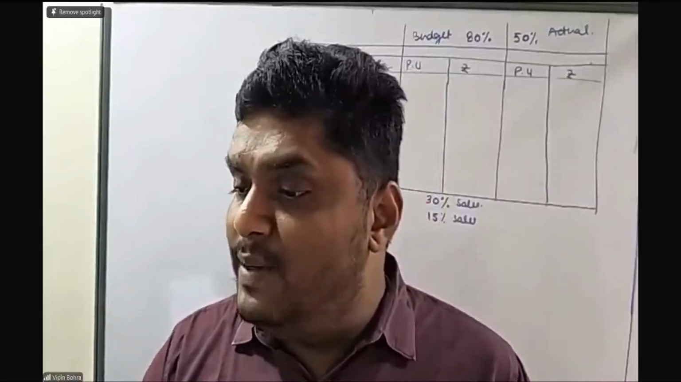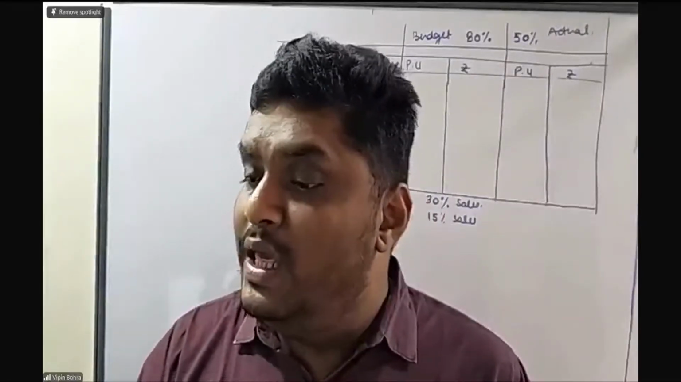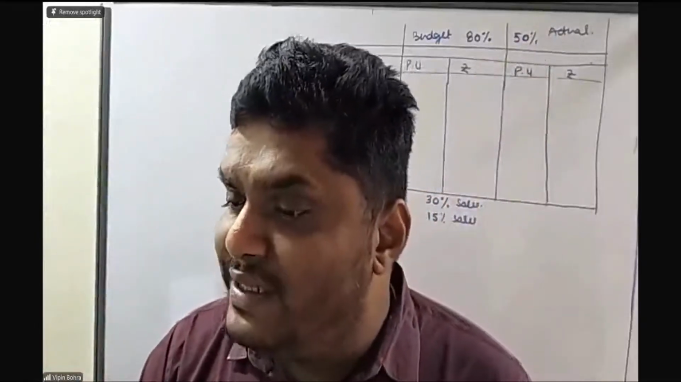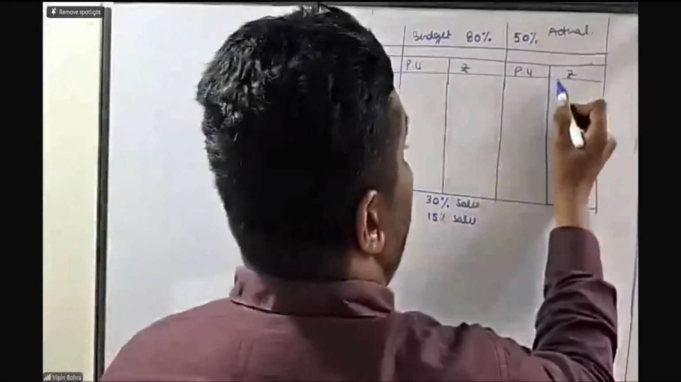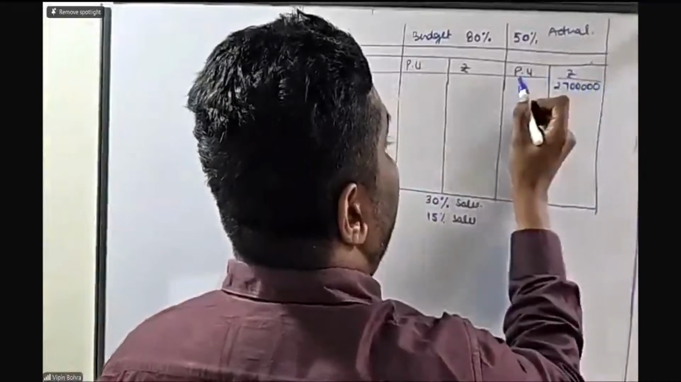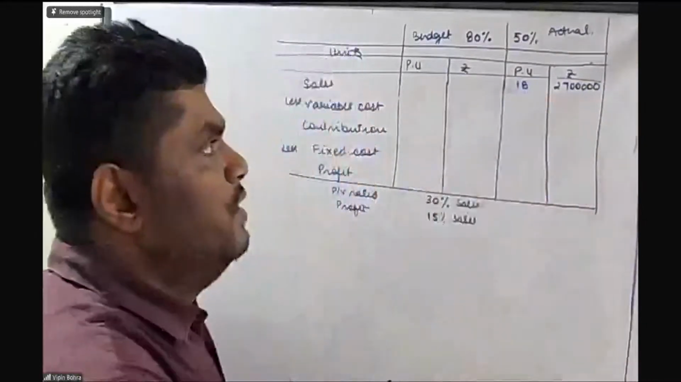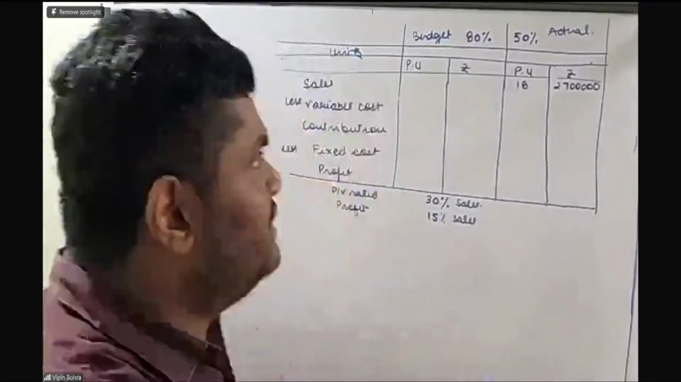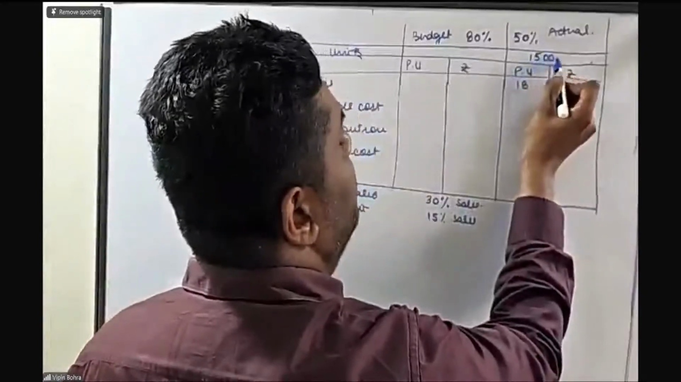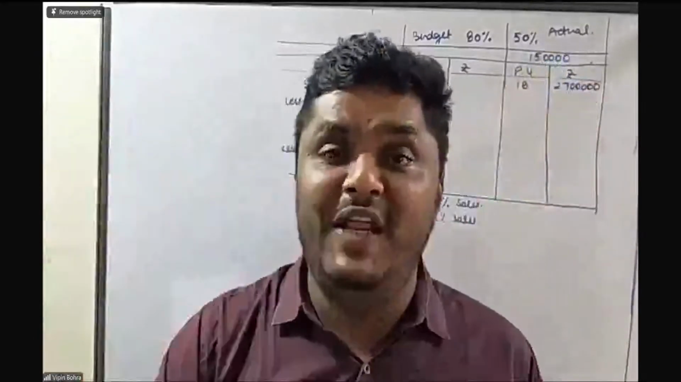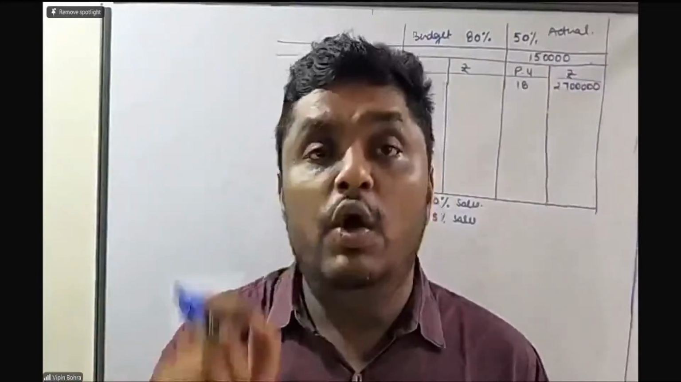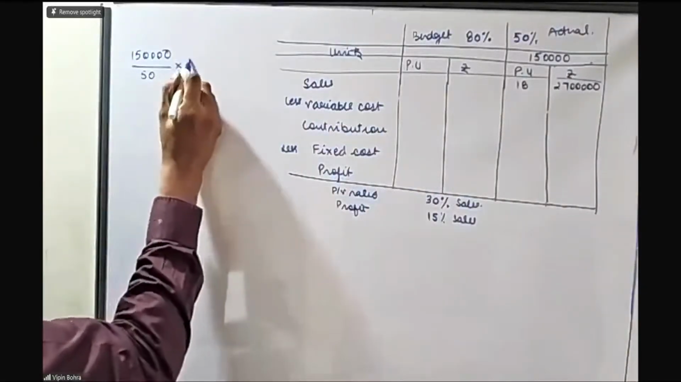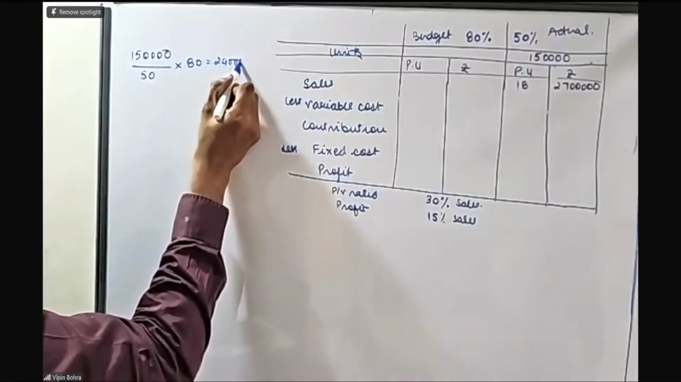Okay. So the company was able to achieve a production and sales volume equivalent to only 50% of the capacity. The sales value at this level was 27 lakh at a reduced price of how much? 18 rupees. So how much will be my budgeted units? Sorry, actual units, 27 lakh divided by 18. So this will be 1,50,000. So if 1,50,000 is at 50%, how much will be at 80%? 2,40,000.